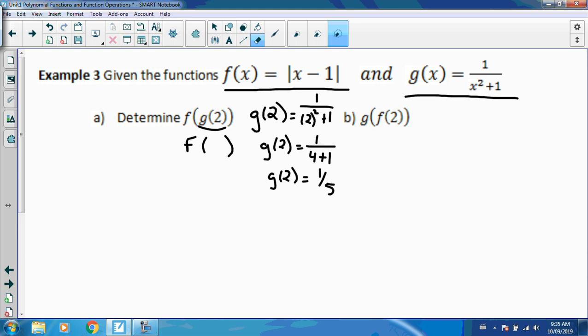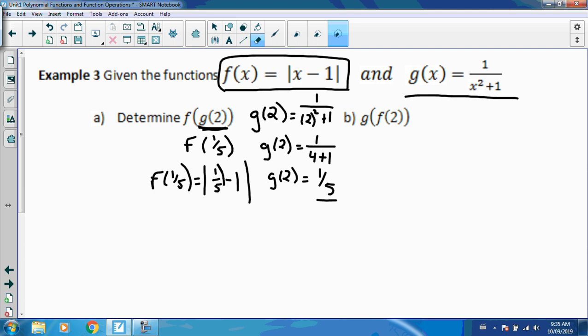And now I'm going to replace that in here. So the g of 2 I found out was 1/5 by doing some algebra. And now this question is really asking for the f of 1/5. So now I'm going to use this function, and the f of 1/5 is the absolute value of 1/5 minus 1. Okay? And I'm subbing that in for this x, taking away 1 and then taking the absolute value. So the f of 1/5 is the absolute value of 1/5 take away 1, which is really like 1/5 take away 5/5.